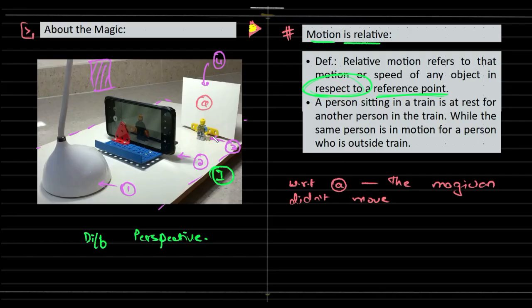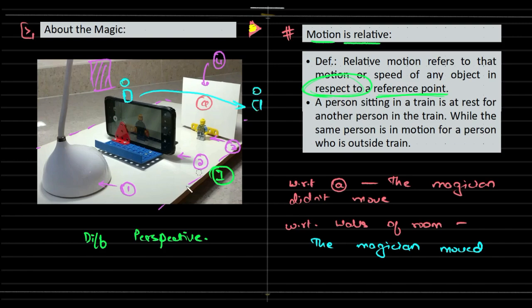He was there at the same distance from the background. With respect to the walls of the room, what happened? The magician moved. The magician happened to be over here to begin with, and the magician got shifted in this manner. The magician moved. So motion is relative. With respect to one background, the magician did not move. With respect to another background, the magician moved. And that's how the trick works.